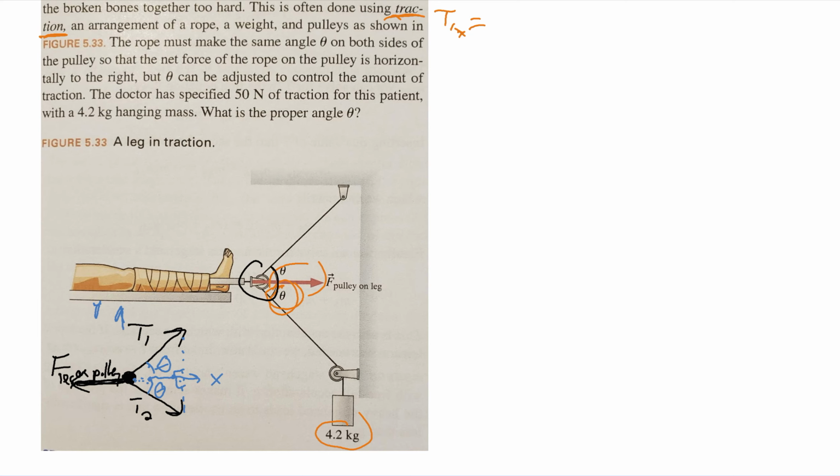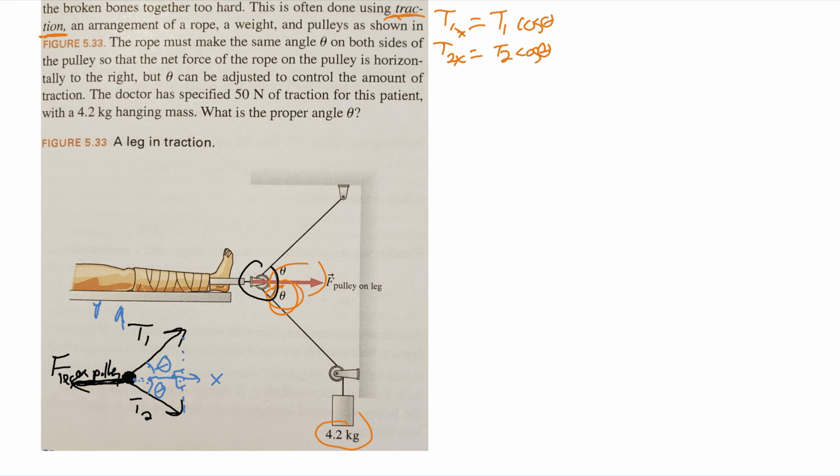We're going to use cosine. So T1x is T1 cosine theta. And if you're not sure on that, just set up the full proportion and solve for T1x, and you'll see it's T1 cosine theta. So then T2x would be what? T2 cosine theta, for the same reason.